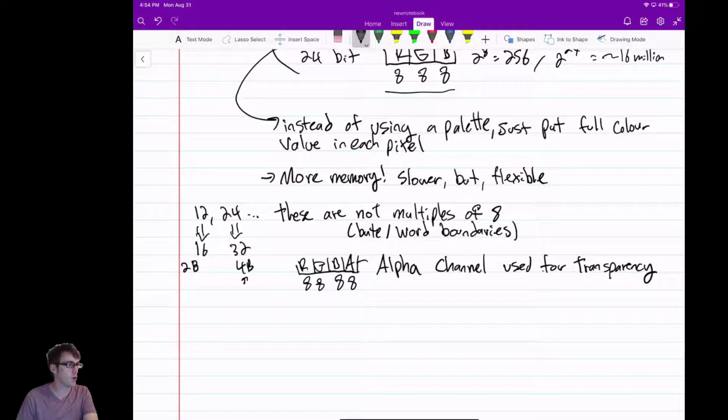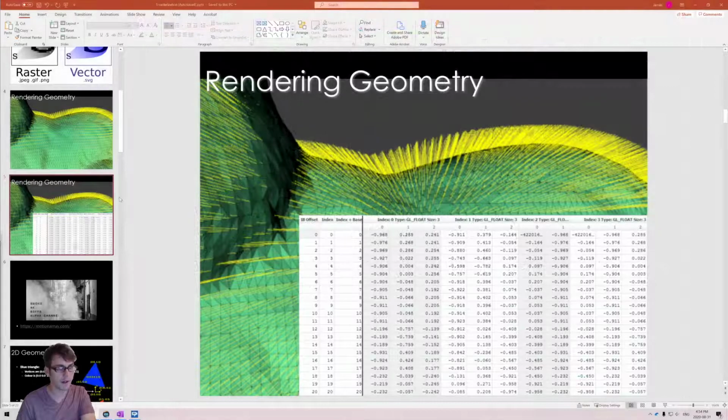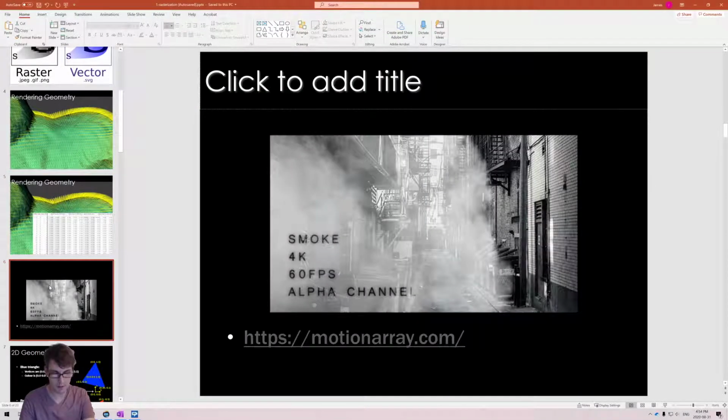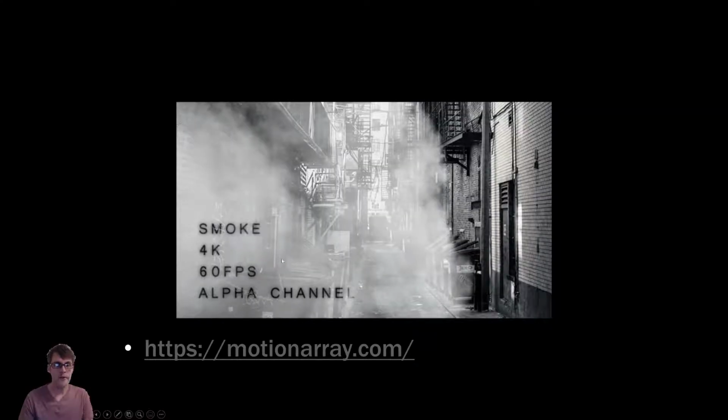So let's see if I can give you a quick demo. Where are we? Okay, here we go. So here's an example. We have this smoke here. You can imagine having this as one graphic with an alpha built in, so it sees through, and you just draw it on top of this picture of an alley, and it looks see-through. The computer blends them together using an algorithm.